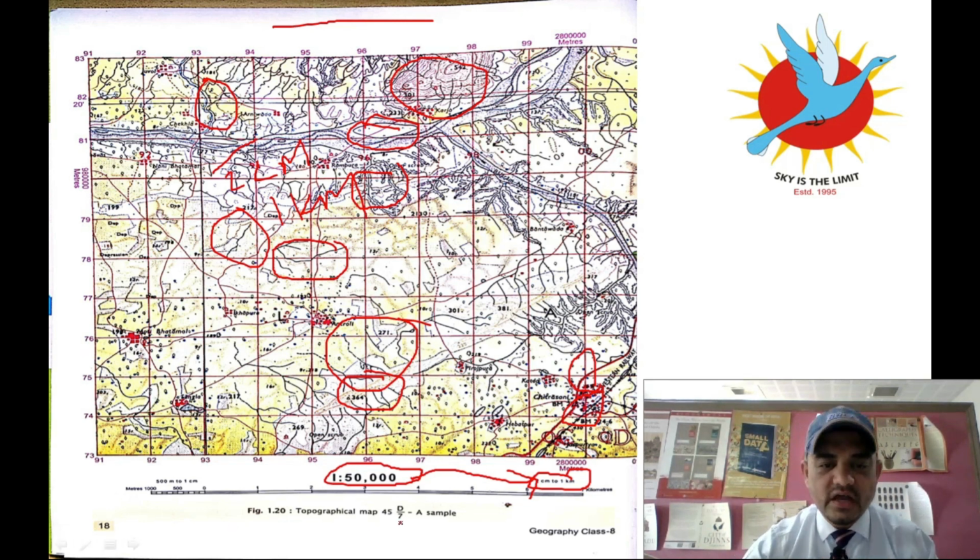Now the next one: the contour interval is also written there, 20 meters, and this is your topographical sheet number 45D7. Okay, the main sheets are 45, 46, 47, 48. You will have the sheet division, so it will be divided into D and then divided into 7. So 45D7 or 45D10 is in your syllabus in class 10th.